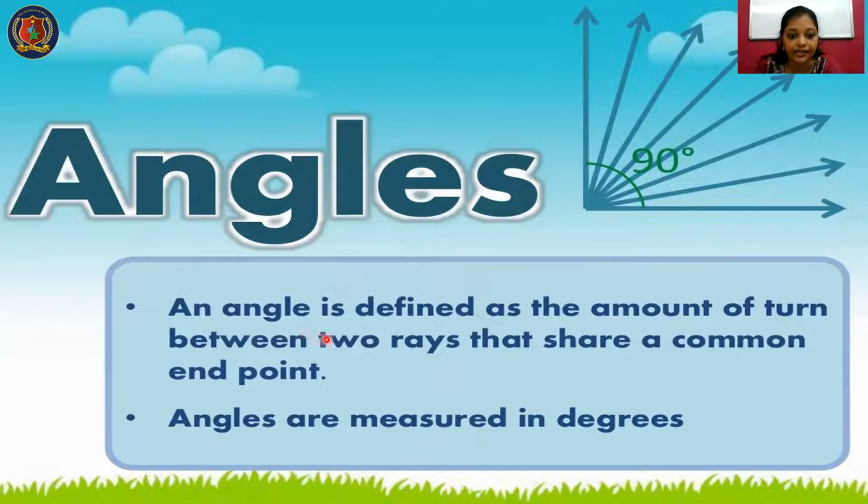Angles. An angle is defined as the amount of turn between two rays that share a common endpoint. Angles are measured in degrees. So there were two rays. Already I said what is a ray, right? So the two rays meet in one point. At the meeting point, an angle is formed. So that is measured as degree. So this is called an angle.